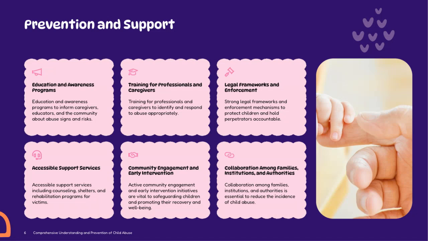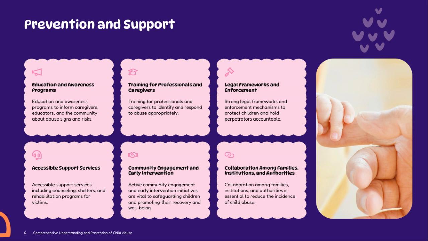When it comes to preventing child abuse and providing support, several key strategies are essential. First, education and awareness programs play a crucial role by informing caregivers, educators, and the wider community about the signs and risks of abuse. This knowledge empowers people to recognize and act early. Equally important is training for professionals and caregivers, ensuring they know how to identify abuse and respond appropriately to protect children. Strong legal frameworks and enforcement are also vital.